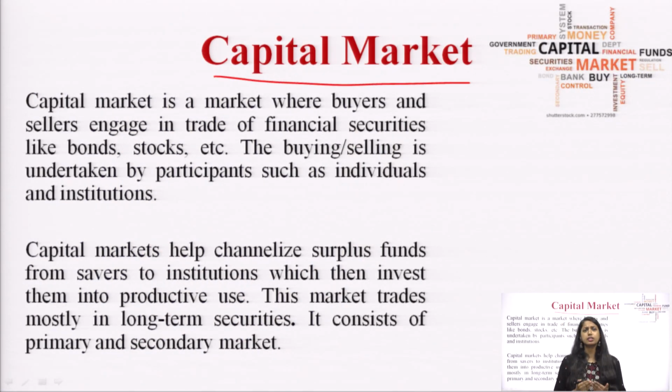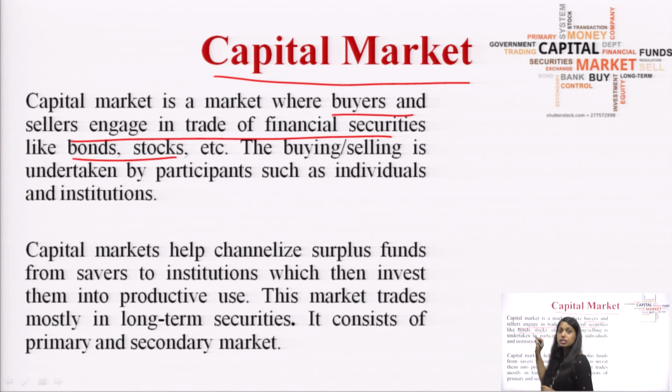Now, what is the difference between capital market and the money market? The only difference between capital market and money market is the maturity. If maturity is high, the liquidity will be low. If maturity is less, the liquidity will be high. So, the capital market is the market which deals with lesser liquidity in comparison to the money market and has higher maturity. So, this is the market where buyers and sellers engage in trade of financial securities.